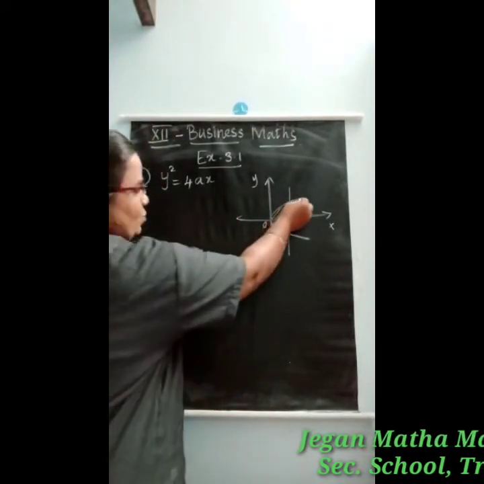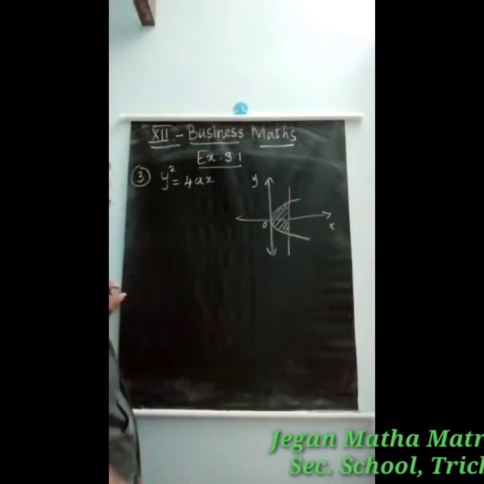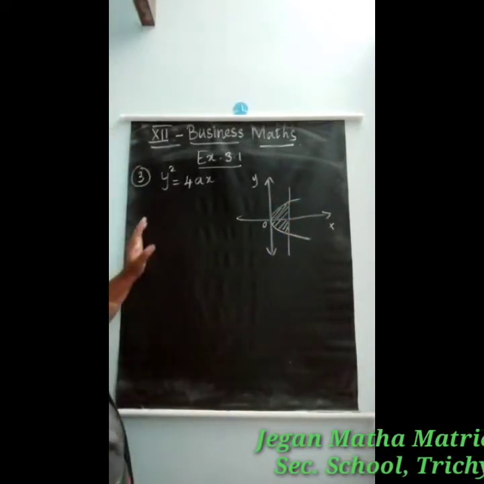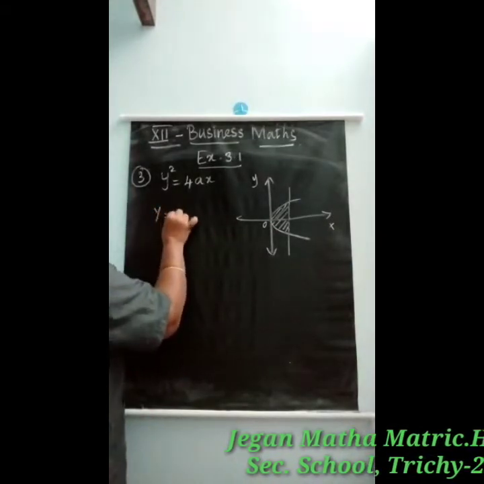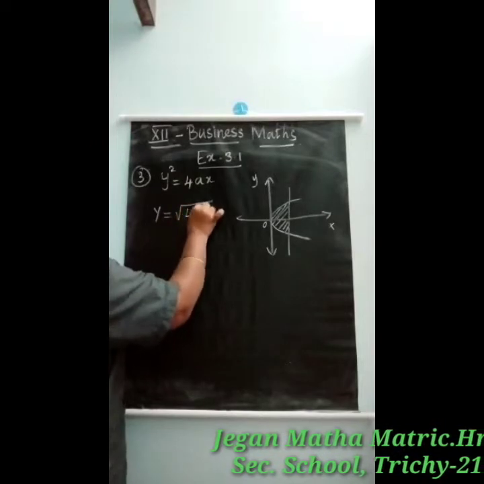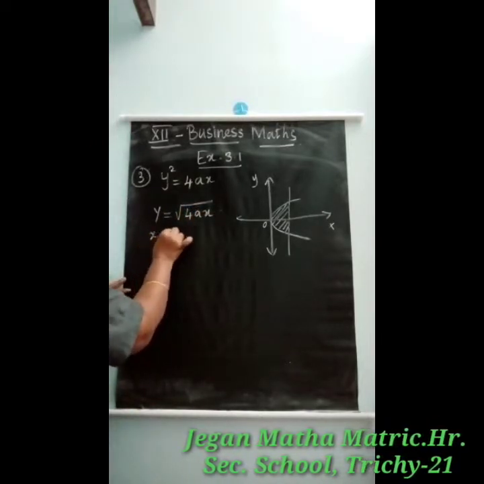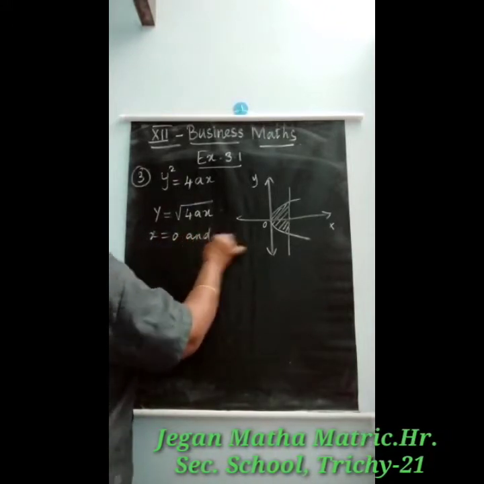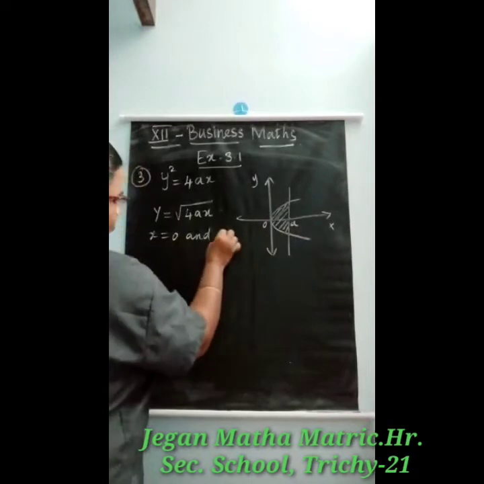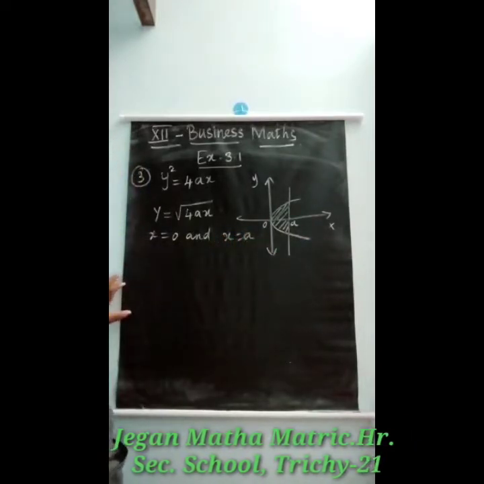So, y squared is equal to 4ax is the right open parabola. Now, we have to find out the area of the parabola. So, y is equal to root of 4ax. The limits are x is equal to 0 and x is equal to a. Now, we have to find out the area.